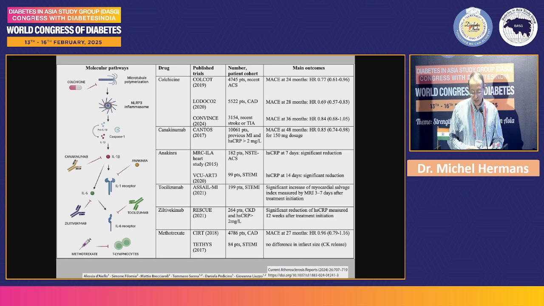I have not mentioned that, but in the CANTOS trial, the diabetic subgroup, which was also sizable at baseline, showed a large benefit, as did non-diabetic patients. So this is what I found.